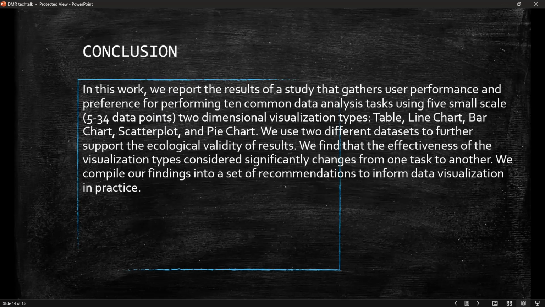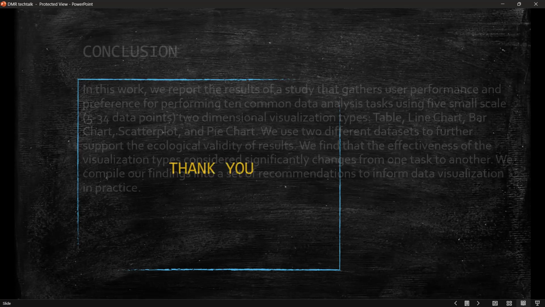Conclusion. In this work, we report the results of a study that gathers user performance and preference for performing common data analysis tasks using five small-scale, 5 to 34 data points, two-dimensional visualization types: table, line chart, bar chart, scatter plot, and pie chart. We use two different data sets to further support the ecological validity of results. We find that the effectiveness of the visualization types considered significantly changes from one task to another. We compile our findings into a set of recommendations to inform data visualization practice. Thank you.